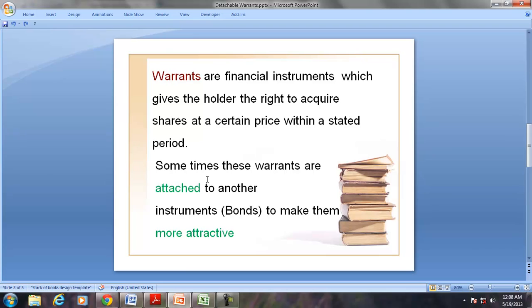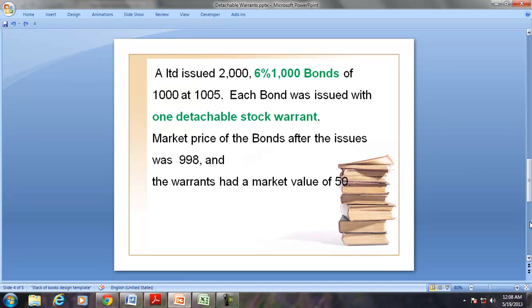That means the bonds can be traded in the market as well as the warrants can be traded in the market as a standalone instrument. So at the time of issuing the bond, we have the bond as an instrument, and another instrument called a share warrant. Let us take an example.